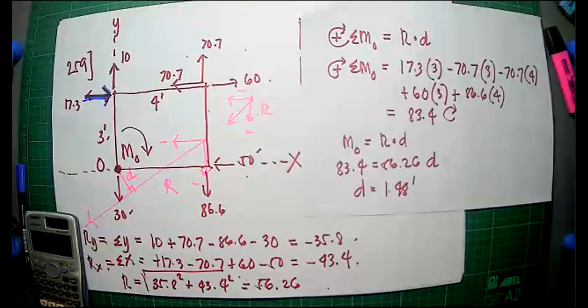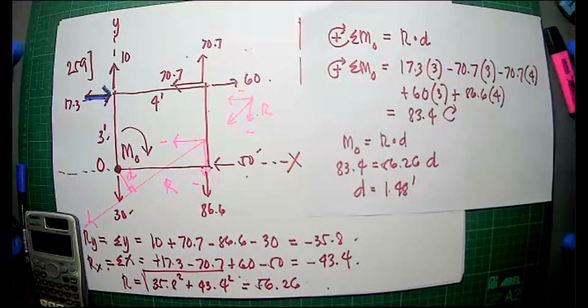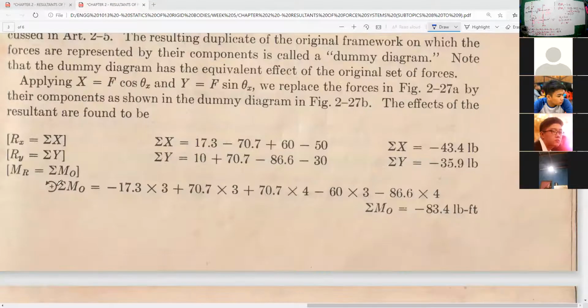Sir, may question po. In the book, in the summation of moments, the signs it uses are exactly opposite. If you look at the book, what it takes as positive is counterclockwise. So the sign is only relevant for the direction. Okay sir, thank you.